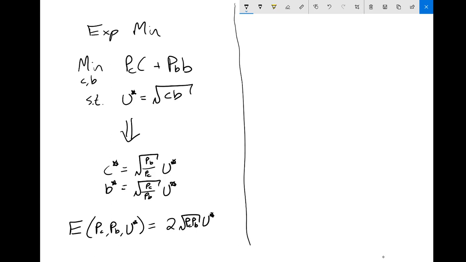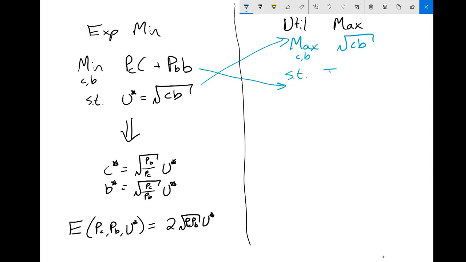Now I want to do the inverse problem. I want to do the utility maximization problem. So I want to do the exact inverse. I want to maximize this utility function, the square root of CB, subject to this expenditure function with some given level of income. So I want to do this problem. This is the inverse problem of this expenditure minimization. Then I'm going to show that duality condition that I showed earlier holds to be true. Okay, so let me do this.